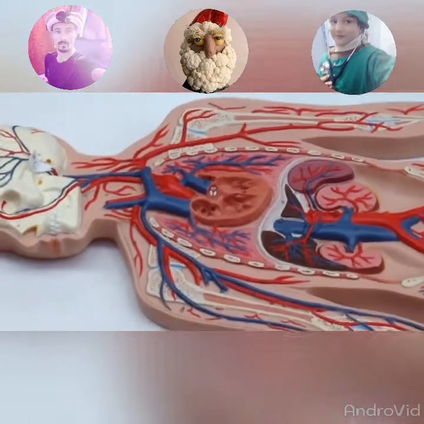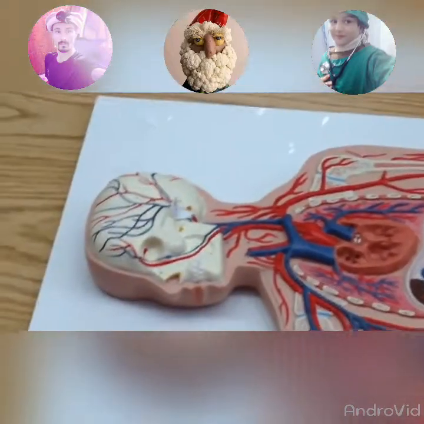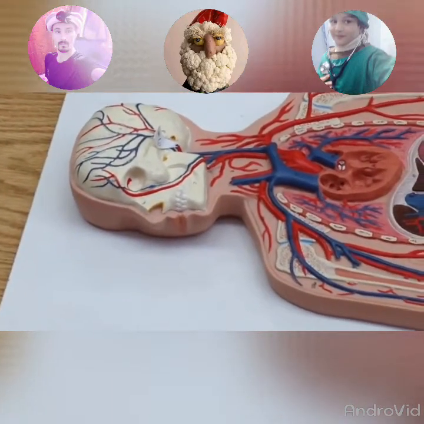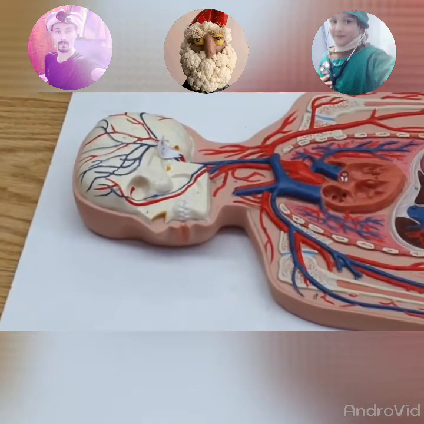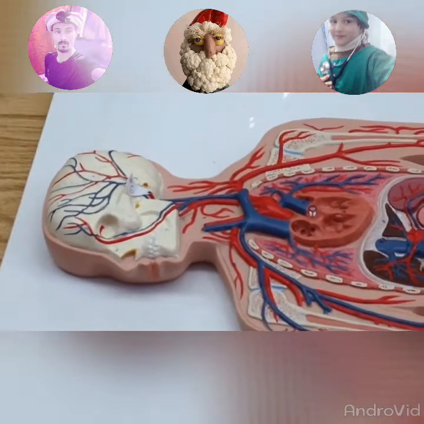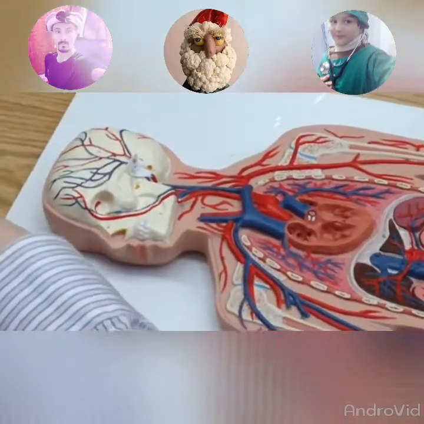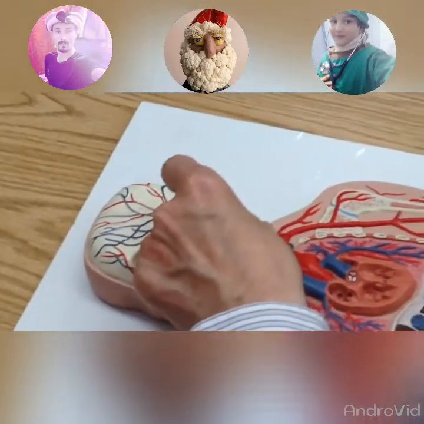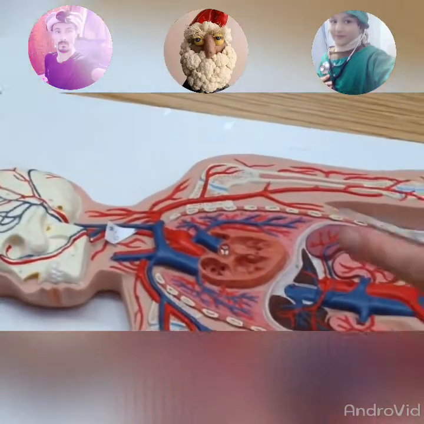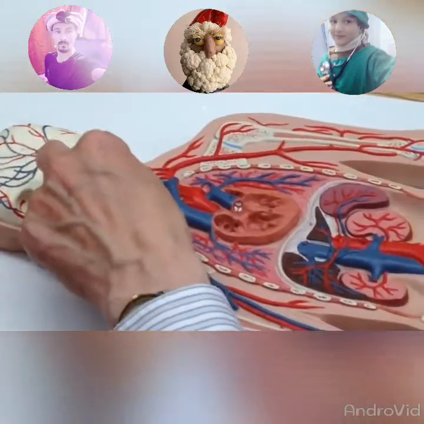So you need to mark them. When you mark them on the sheet for the practical, you need to put just L or R is fine, and A or V is fine. But you need to say if it's artery or vein, and you need to say if it's left or right. So that would be left external carotid artery. And this would be left common carotid artery. Common because the blood supply is common to the 2 that it's going to supply.